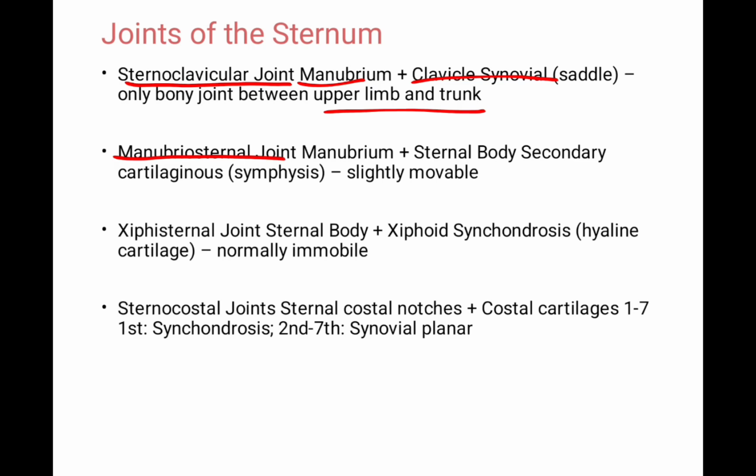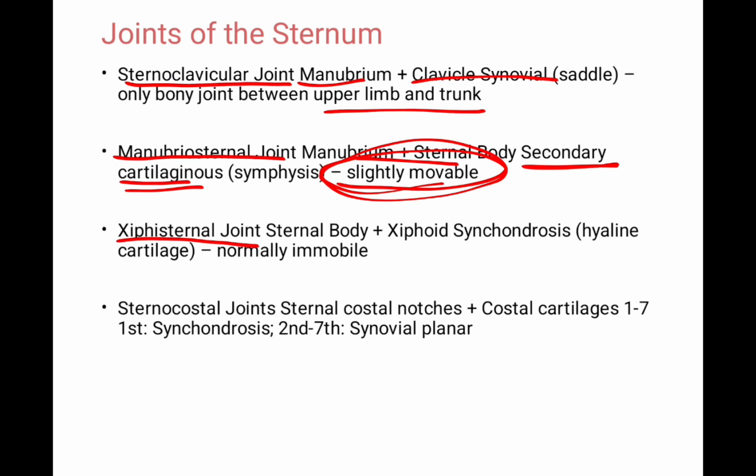We have the manubriosternal joint, which is the joint between the manubrium and the sternum. This is the joint we refer to as the sternal angle of Louis. It is slightly movable. Don't forget, it is slightly movable. It's a secondary cartilaginous joint. Now, the xiphisternal joint is between the sternal body and the xiphoid process. It is a synchondrosis made of hyaline cartilage, and it is normally immobile.